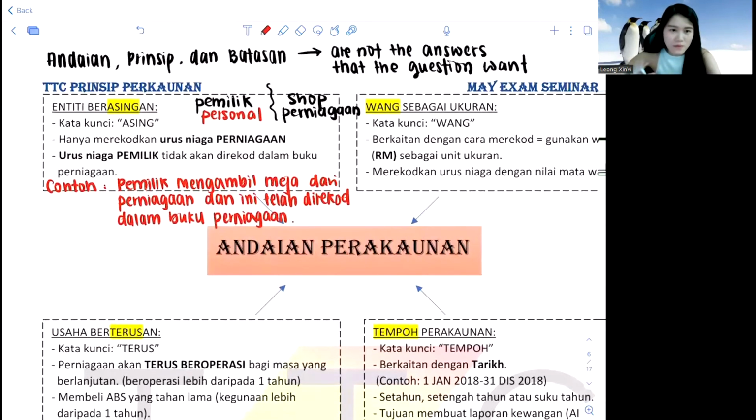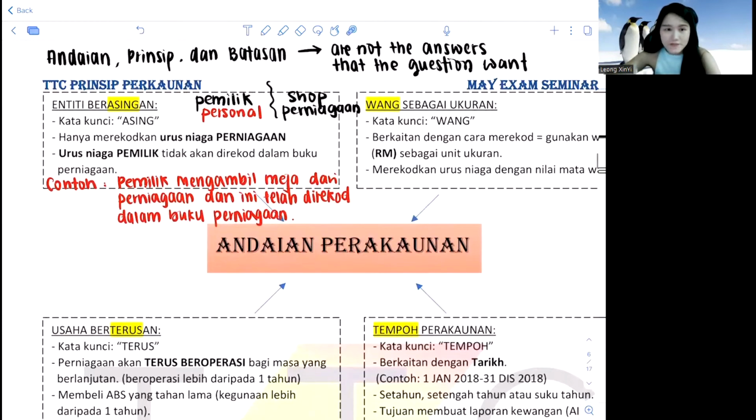Okay, so this is what we call entity berasingan. It is the correct way to do it. Why? Because first, you see the sentence at the beginning. It says, pemilik mengambil meja dari perniagaan. Isn't it now no longer just personal use anymore? It is from the shop that he took out for his personal use. So it affects perniagaan. Yes, that's why telah direkod dalam buku perniagaan is the right way to do.